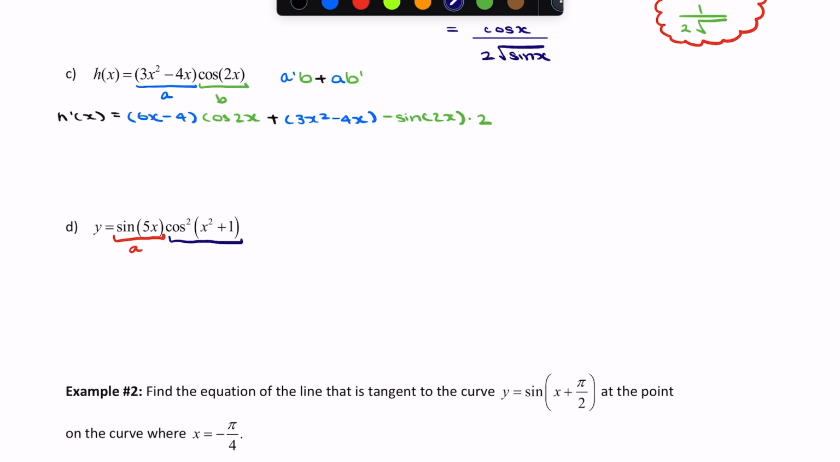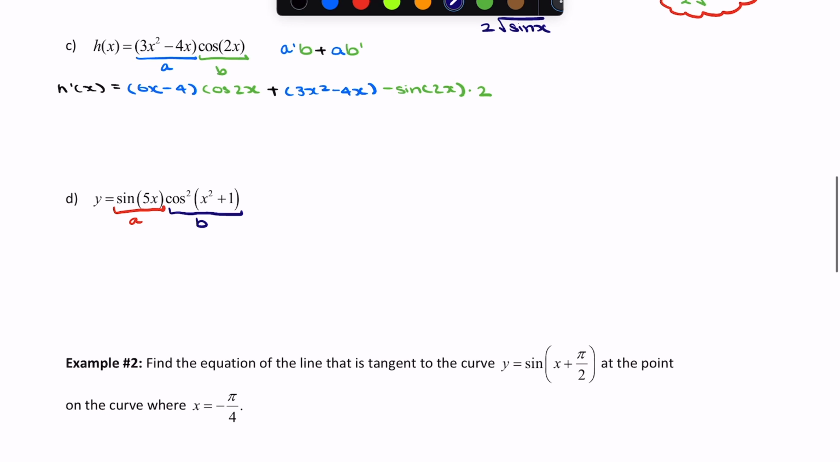So we have a and we have b. So here, y prime is equal. So keep a by itself. So we find the derivative of a. So we'll have 5 times cos 5x. So again, the derivative of sine is just cos x and then multiplied by the inside, which is 5x. So 5 cos x times cos squared x squared plus 1, plus, now we have to find the derivative.